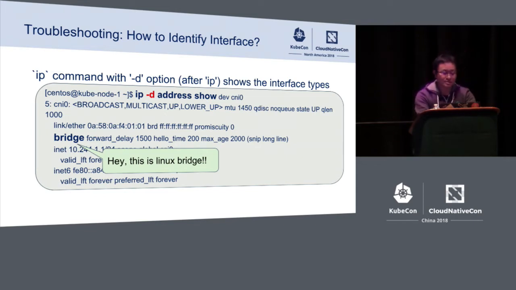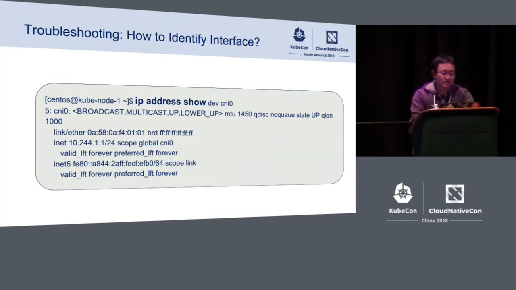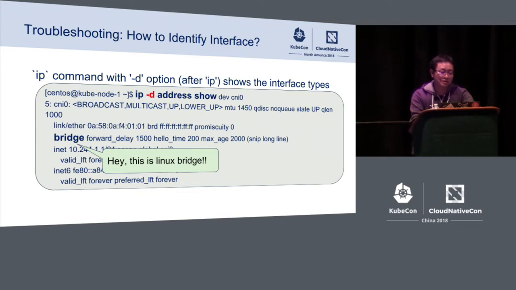At that time, with the -d option, we can see the bridge keyword. It does not exist without -d. With the option, we can see this interface type. So at that time, cni0 shows bridge. So this is a Linux bridge.